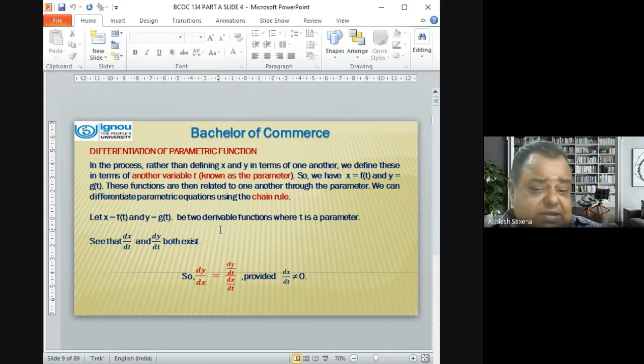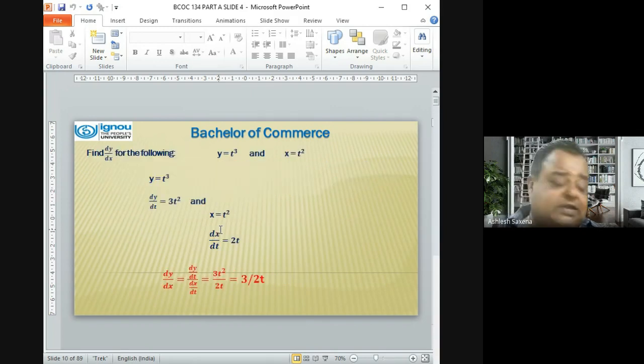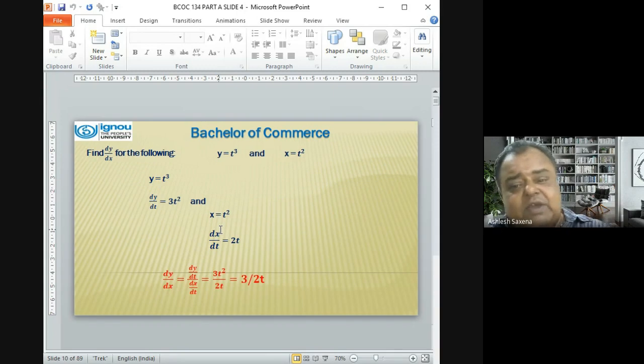If in any case dx by dt is 0, then your derivative will be infinity, because anything divided by 0 is infinity. We'll see how this is calculated. You are being asked to calculate dy by dx. Your first function is y equal to t power 3 and the second function is x equal to t power 2. So in the first case, we apply dy by dt. dy by dt will be 3t square and dx by dt will be 2t.